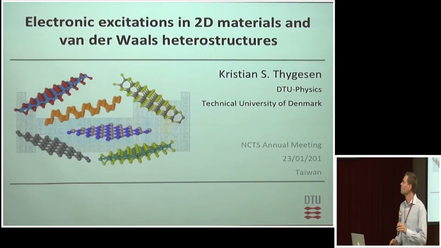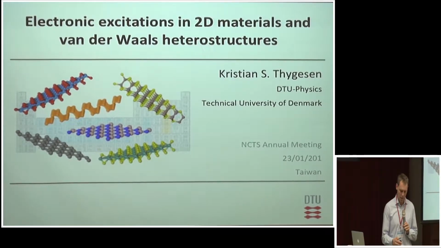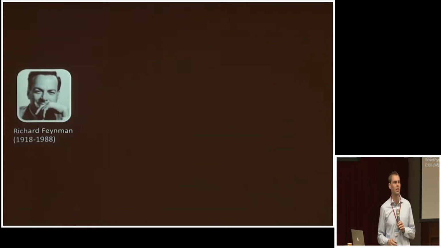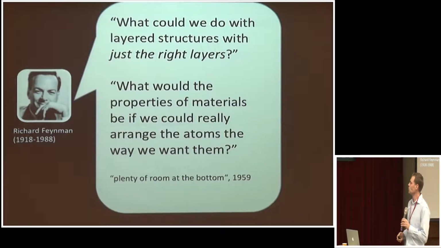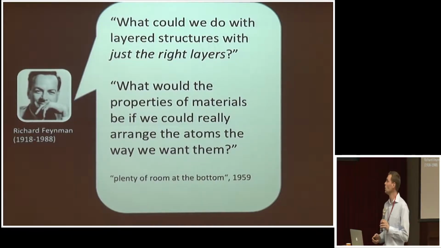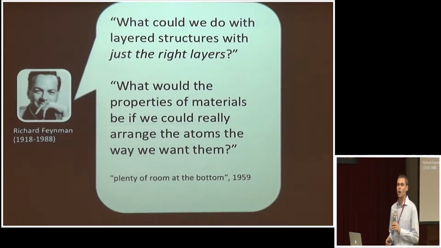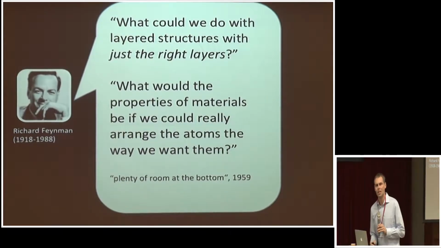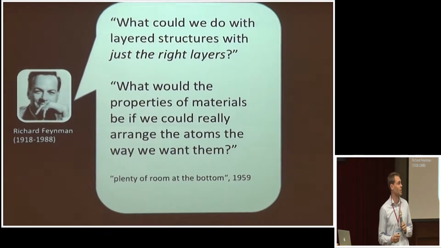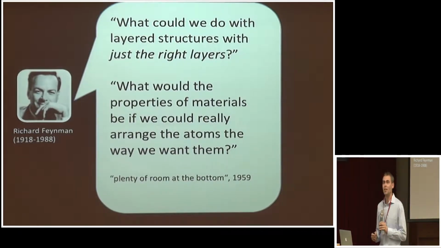So I'll be talking about electronic excitations in two-dimensional materials and van der Waals heterostructures. But before starting, I would like to quote, just as a curiosity, a guy that I'm sure all of you know. This is Richard Feynman, and when he gave his famous talk in '59, Plenty of Room at the Bottom, he said, among other visionary things, what could we do with layered structures if we had just the right layers? What would the properties of materials be if we could really design them atom by atom? So this was one of the very visionary ideas that Feynman had already at that early stage.